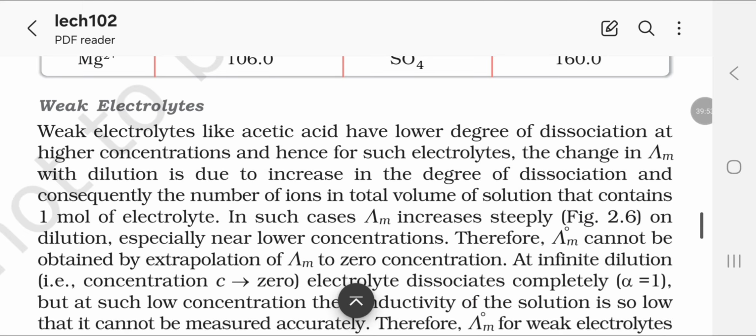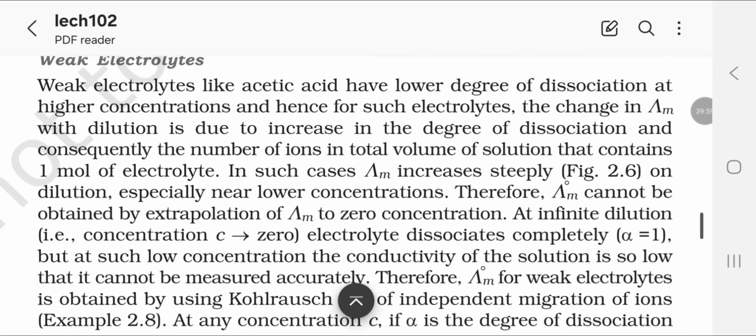Weak electrolytes: weak electrolytes like acetic acid have a lower degree of dissociation at higher concentrations, and hence for such electrolytes the change in lambda m with dilution is due to the increase in the degree of dissociation, and consequently the number of ions in the total volume of solution that contains 1 mole of electrolyte. In such cases, lambda m increases steeply on dilution, especially near lower concentration. Therefore, lambda m naught cannot be obtained by extrapolation of lambda m to zero concentration.